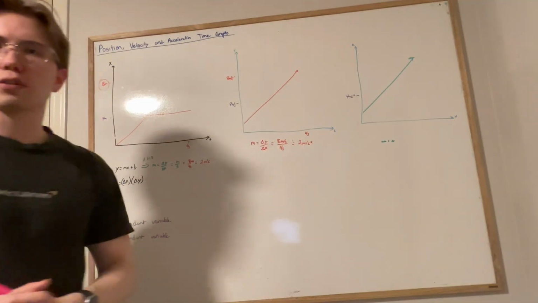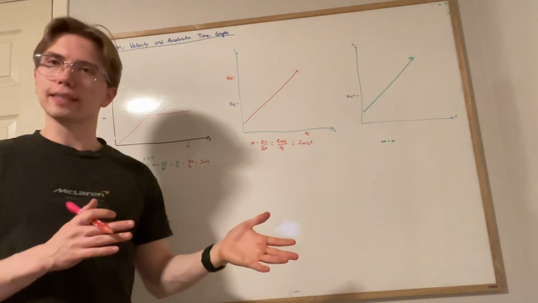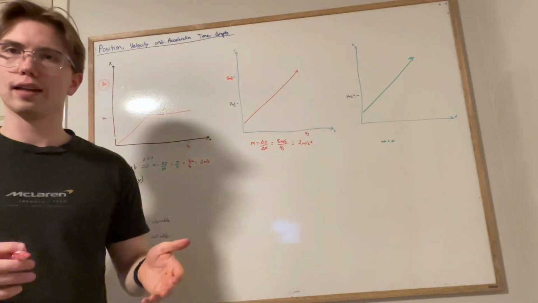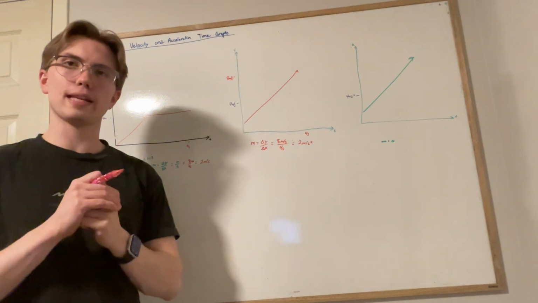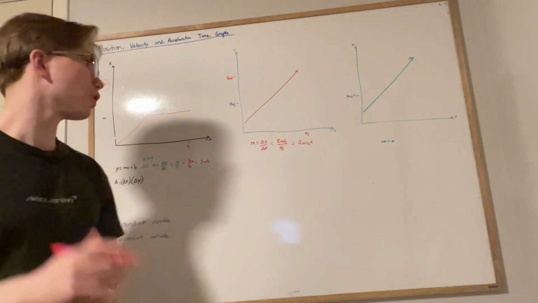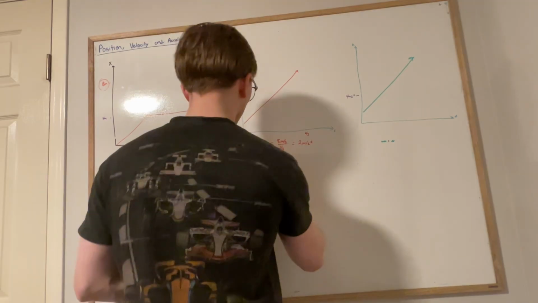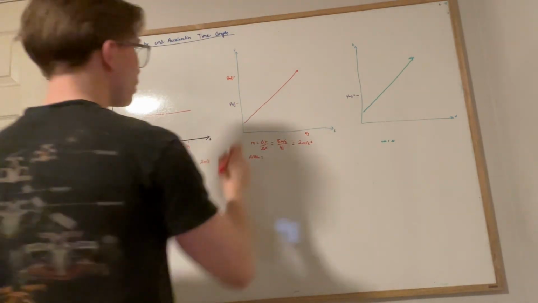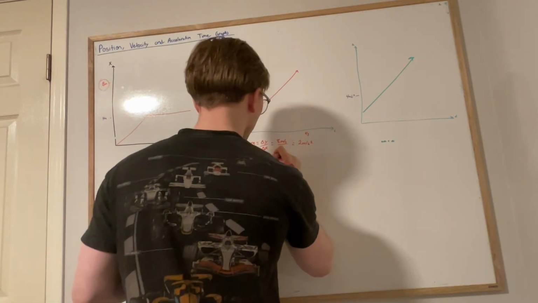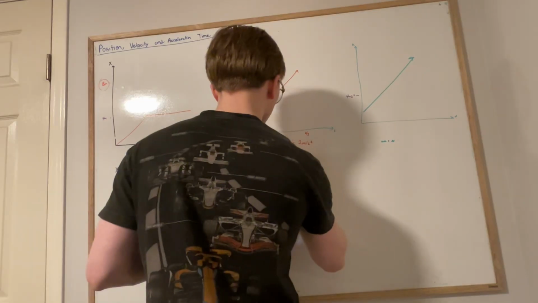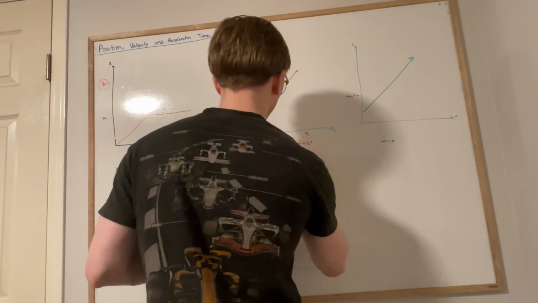But let's ask ourselves a question. If the slope gives us acceleration, what does the area give us? Take a guess right now. Pause the video, take a guess. I'm sure you got it. The area is going to give us our displacement, right? Area is just delta x times delta y, okay?